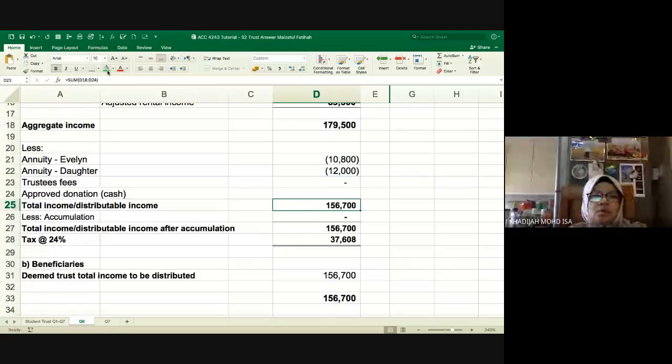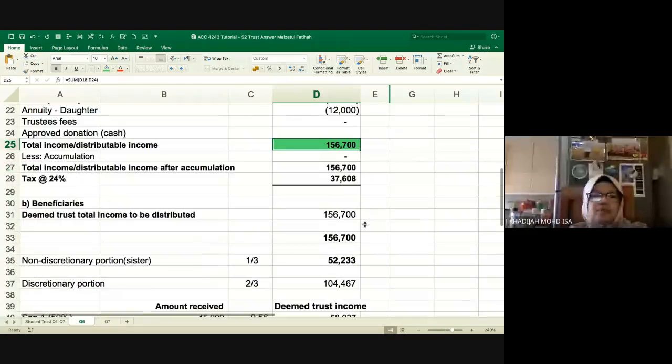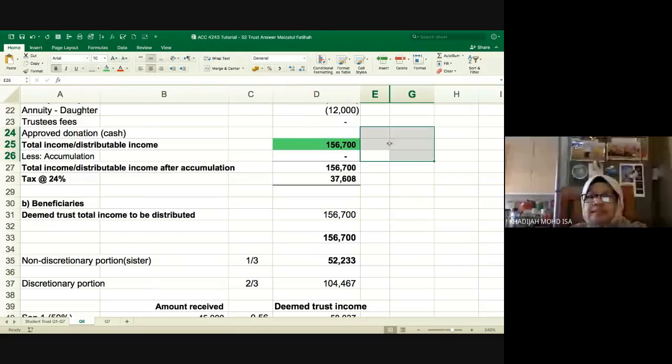So you always have this 156,700. Okay, now you're going to divide. My daughter kan, dia punya ni dia ada draw tau. I tak ada draw. I tak boleh nak draw. So remember that this 156, right?